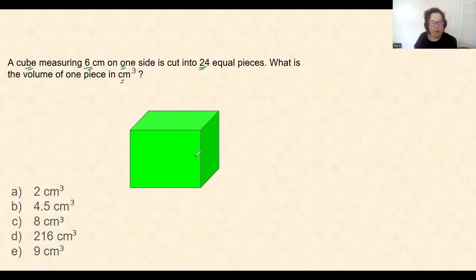So here we have a cube, and the information that we have is, number one, it's a cube. So what do you know about a cube? You know that in a cube, all the sides are the same length. So therefore, if this side is 6 centimeters, all the other sides are also 6 centimeters.